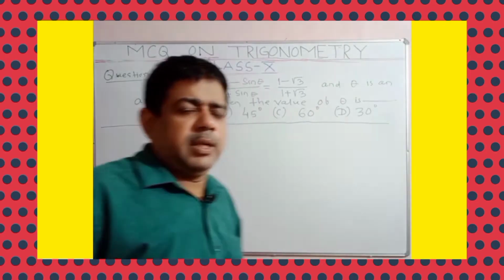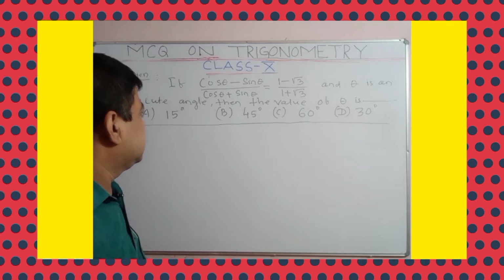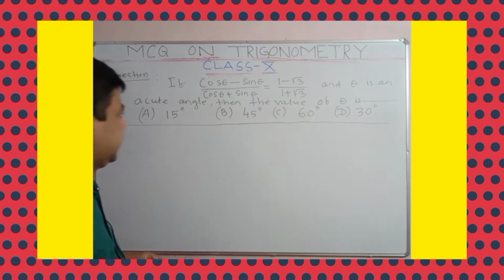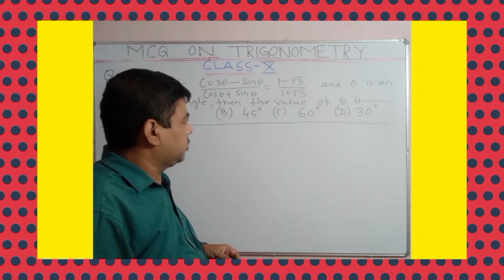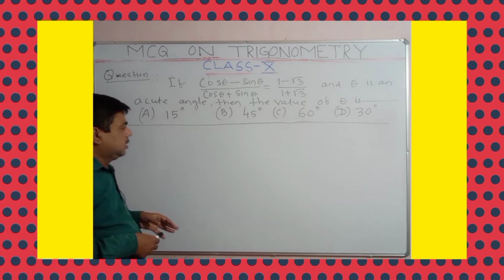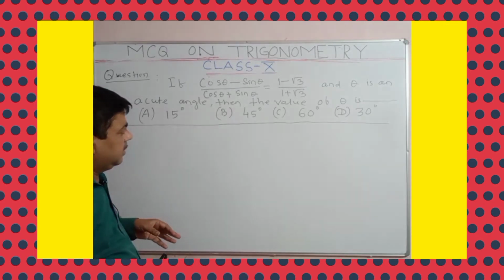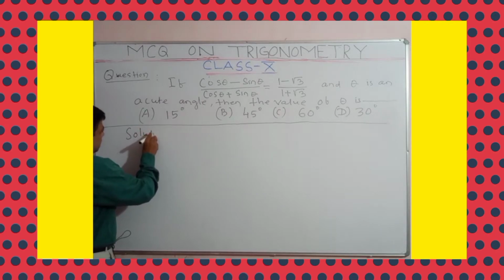Okay, my next question is that if cos theta minus sin theta whole divided by cos theta plus sin theta is equal to 1 minus root 3 divided by 1 plus root 3 and theta is an acute angle, then value of theta is option A 15 degree, option B 45 degree, option C 60 degree and option D 30 degree. Okay, let's see.